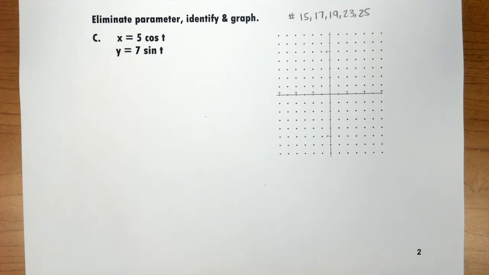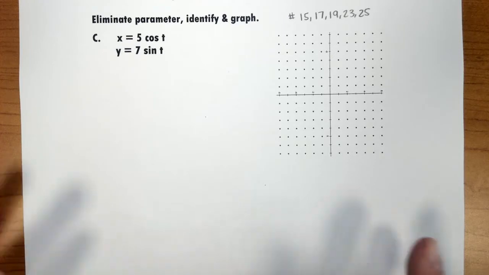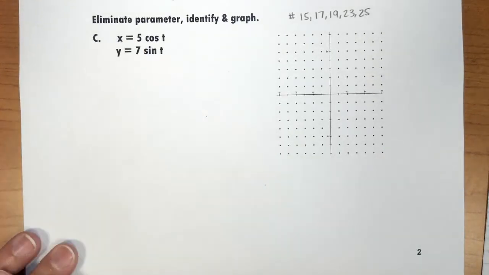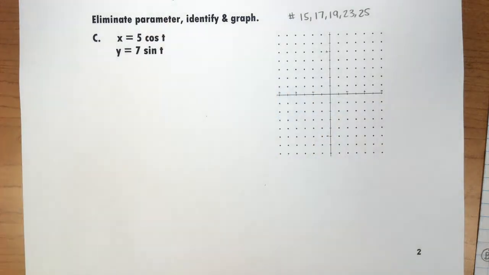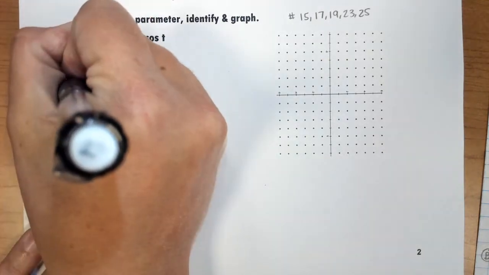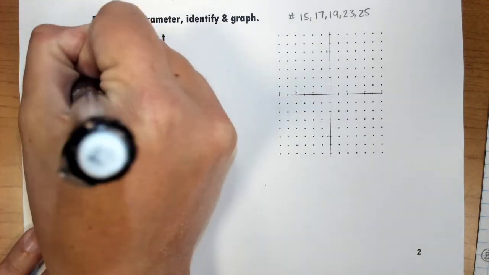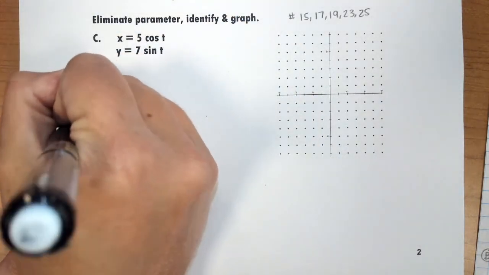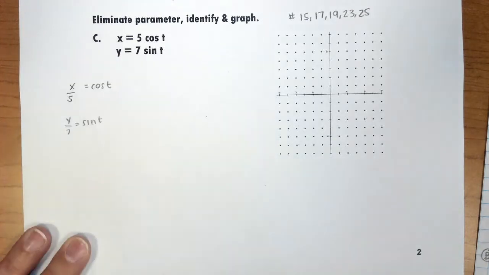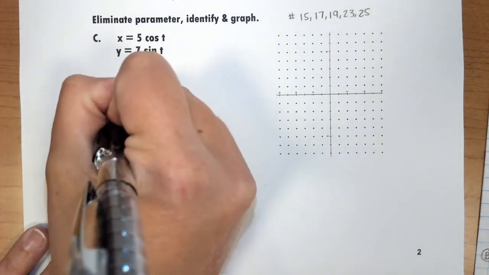Okay, so for example C, we've got two equations. X is equal to 5 cosine t, y is equal to 7 sine of t, and we want to get rid of t. We've got to get t out of the way. All right, so cosine, sine, super fun. This gets a little bit more complicated. Here is what we are going to do. I am going to get cosine and sine of t by themselves in each equation. So that is going to look like this. X over 5 is equal to the cosine of t. And then in the second equation, y over 7 is equal to the sine of t. And then I'm going to square each of these.